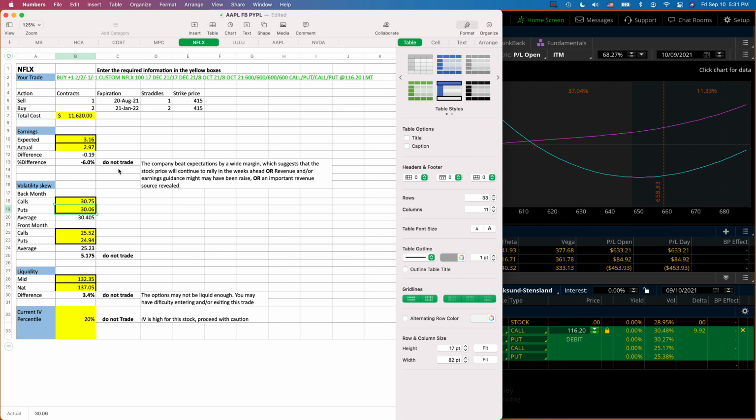The earnings also says do not trade because it's negative, but supposedly there was some kind of news that I don't have in hand right now. So now you have 2 strikes against this trade.